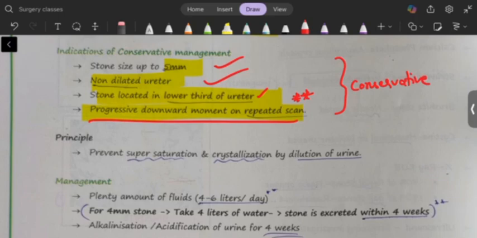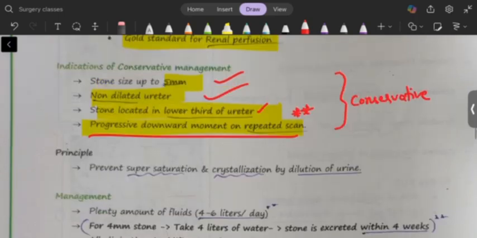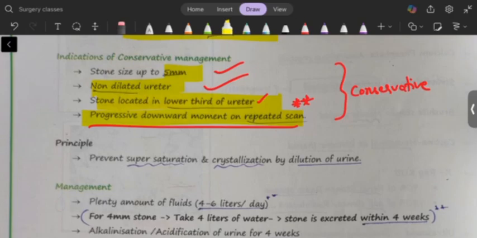Okay, then what is the principle we'll use? In conservative management, we have to prevent the principle that is causing the renal stone. So whatever was causing supersaturation and crystallization, we will have to prevent that by diluting the urine, so that urine won't get concentrated and accumulated in one place, which would lead to formation of these stones. So how can we do that?